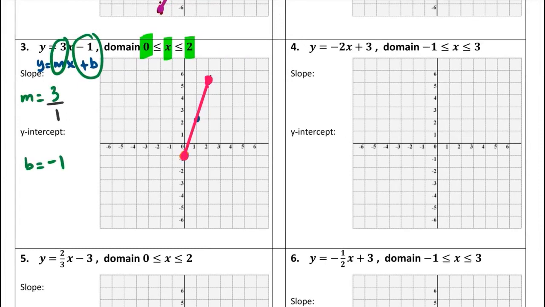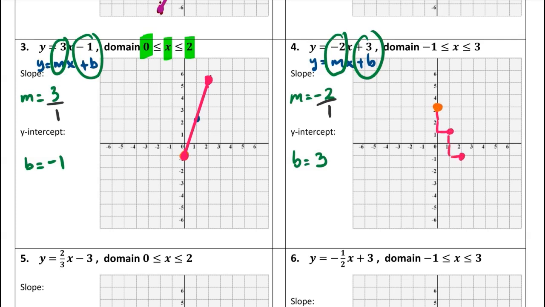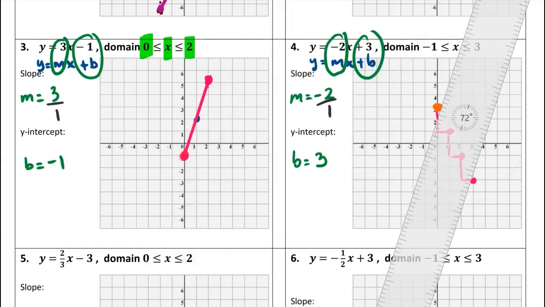Number 4, y equals mx plus b. So m is -2 and b is 3. -2 over 1. We're going to begin at 3, and then go down 2 over 1. Down 2 over 1. Then we draw a line through those 4 points.